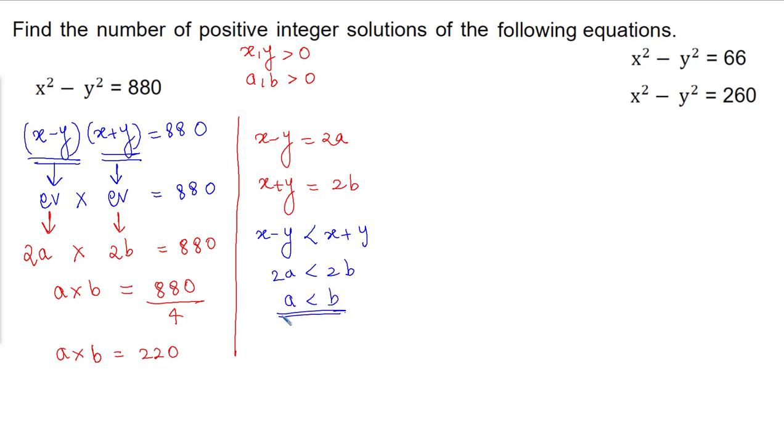Okay, so 220 we can express it as what? Tell me, 220 we can express it as 1 into 220. Okay everyone, smaller number goes to a and the larger number goes to b, then we can express it as 2 into 110. It is not divisible by 3. Okay, 4 into 55 and so on.